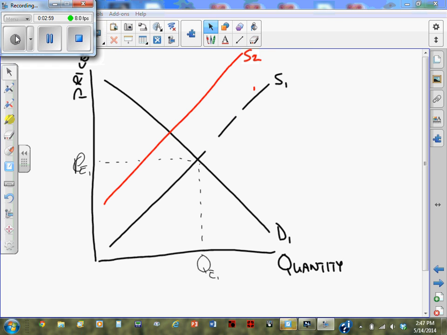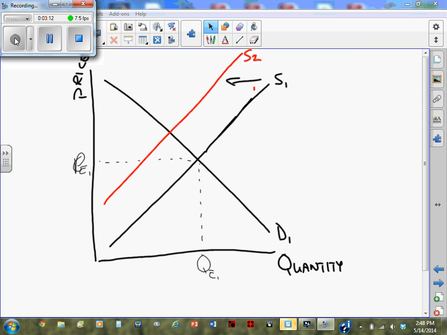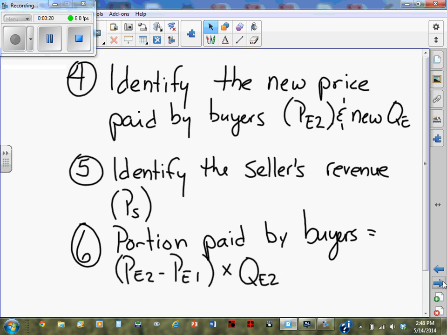Of course, if you were drawing this as a shift, you could do a nice, neat horizontal label or horizontal arrow. Your next step is going to be to identify the new equilibrium price and the new equilibrium quantity. Now that you've shifted the curve, you'll identify the new price paid by the buyers. That's the new equilibrium price. The buyers pay the new equilibrium price.